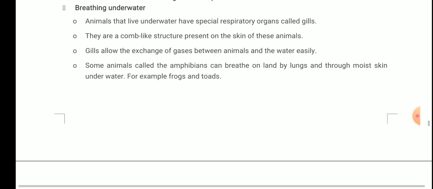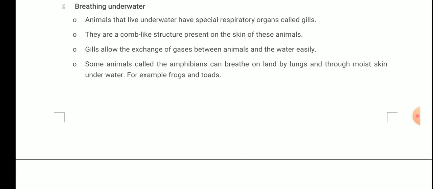Next one is breathing under water, means the organisms that live inside the water, how do they breathe? Animals that live underwater have special respiratory organs called gills. They are a comb-like structure present on the skin of these animals. Gills allow the exchange of gases between the animals and water easily. So, what do they allow? They allow the exchange of the gases, because living in the water, they also need oxygen for various activities that are going on inside their body.